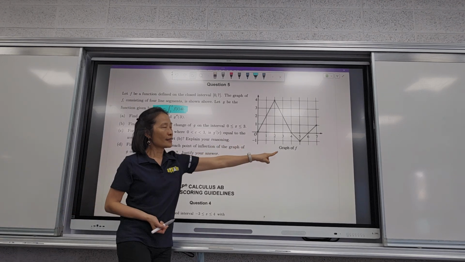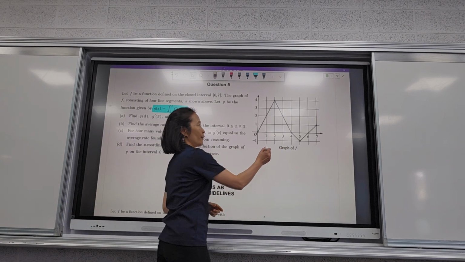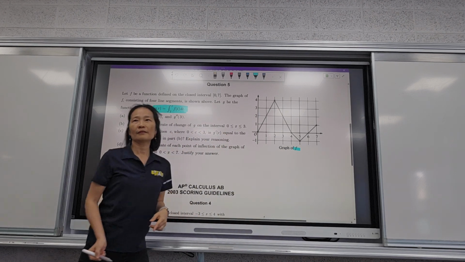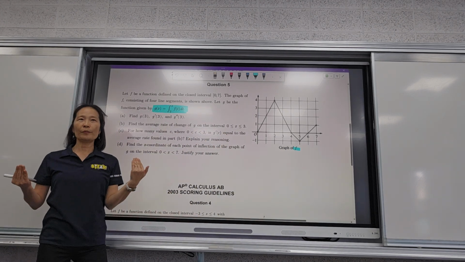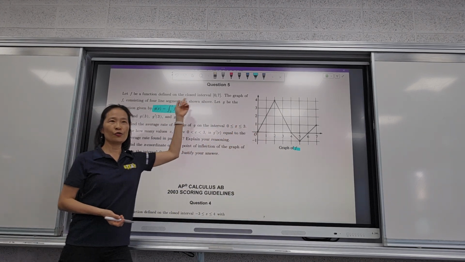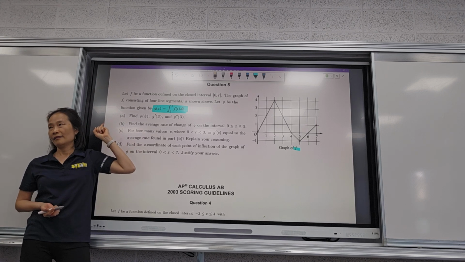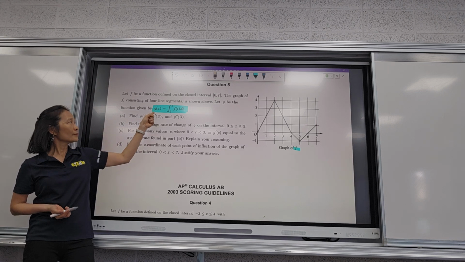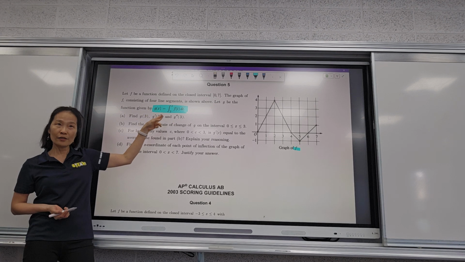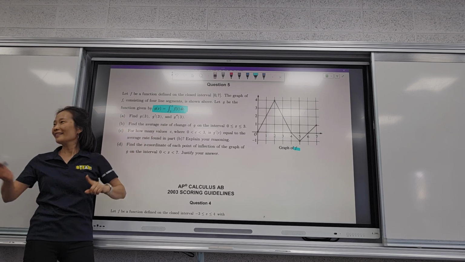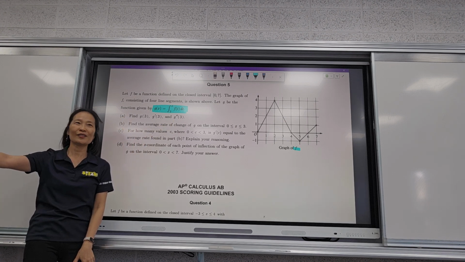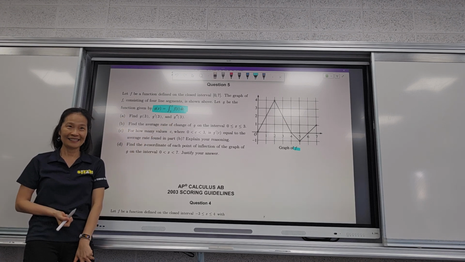Look at the graph. What does it say here? f. So what's the relationship between graph f and g of x? If g is the integral of f, that means f is the derivative of g. Thank you very much, right? Isn't it?